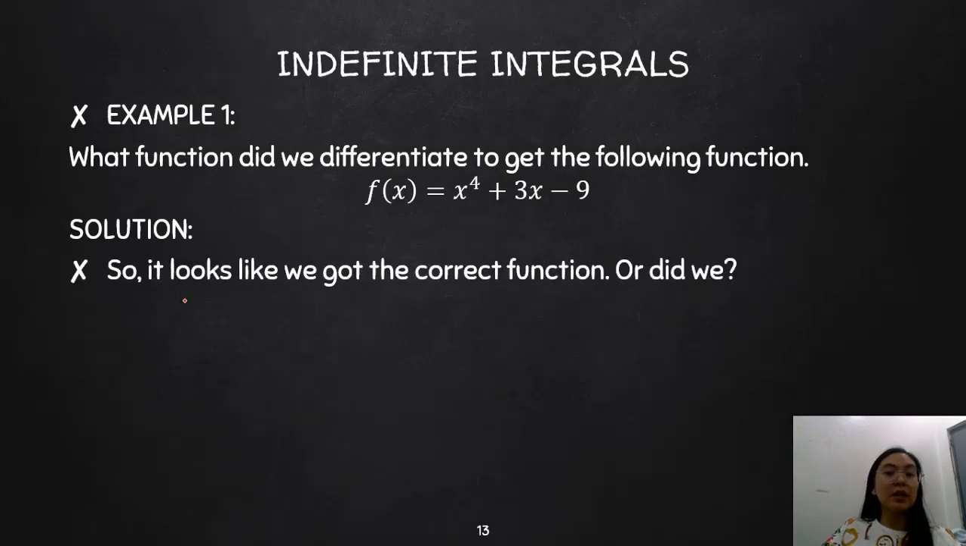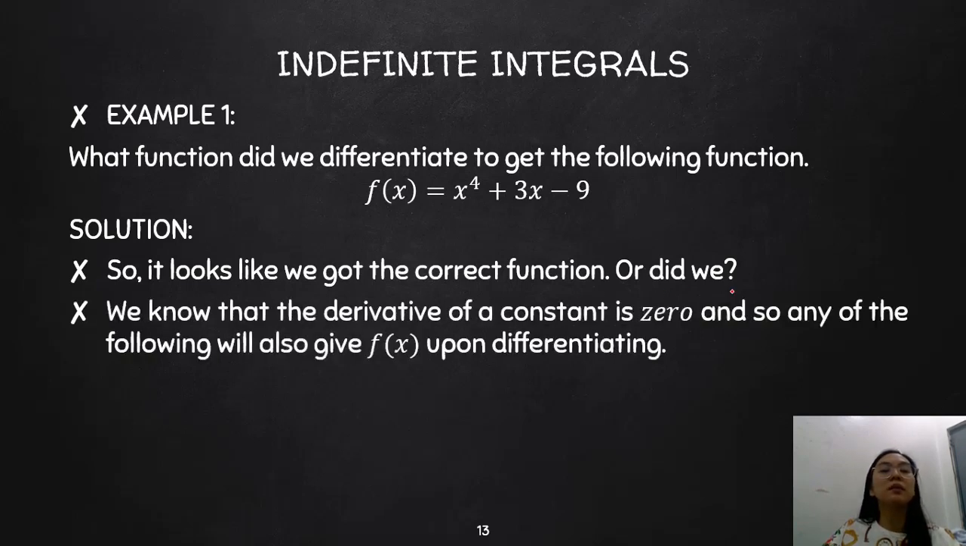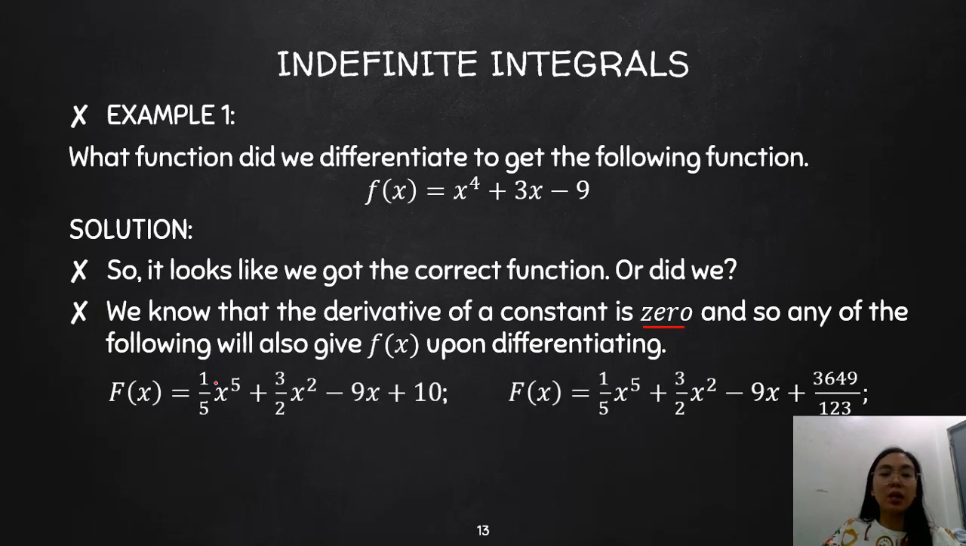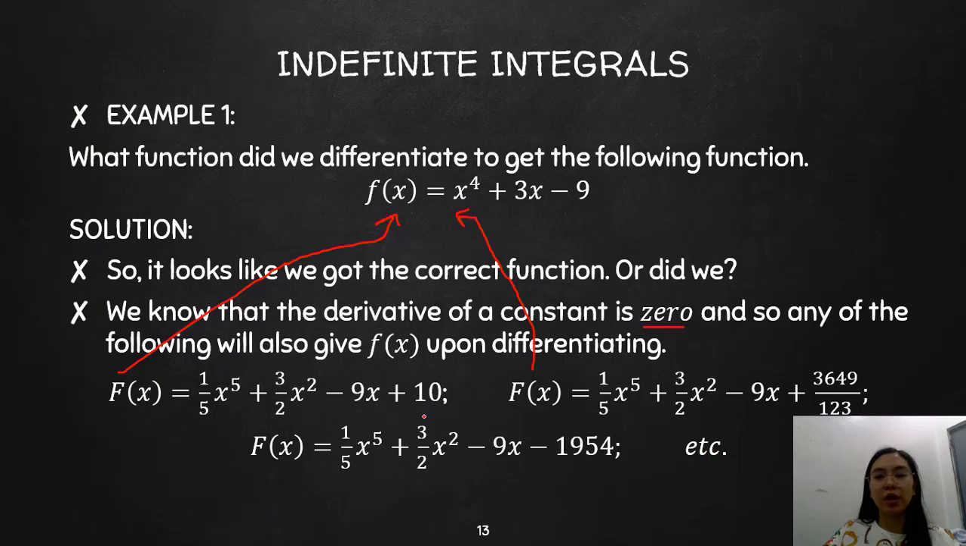So, it looks like we got the correct function, or did we? So, we know that the derivative of a constant is 0. And so, any of the following will also give f of x upon differentiating. So, kunyari, pag dinifferentiate mo to, yun pa rin naman yung lalabas, diba? Kasi alam natin na pag dinifferentiate natin yung constant, 0 po ang lalabas. Or kunyari, ito, may constant din siya. Ito pa din naman po yung lalabas na sagot, and so on and so forth.